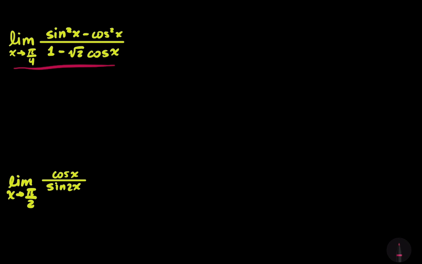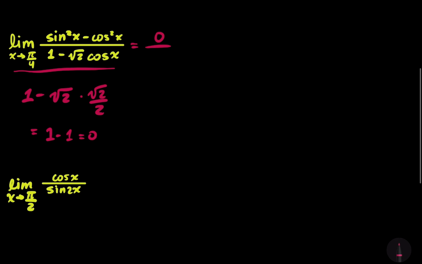We can use direct substitution, but spoiler alert, we're going to end up with 0 over 0. If we want to prove that, we'll get sine squared of pi over 4 minus cosine squared of pi over 4. We know that sine of pi over 4 equals cosine of pi over 4, so their squares are also equal to each other, and we'll get 0 in the numerator. In the denominator, we'll have 1 minus the square root of 2 times cosine of pi over 4, which is just the square root of 2 over 2. So that's 1 minus 2 over 2, which is 1. That'll be equal to 0, so we'll have 0 in the denominator. And so I'm just going to remove this so we have a little bit of space to work here.